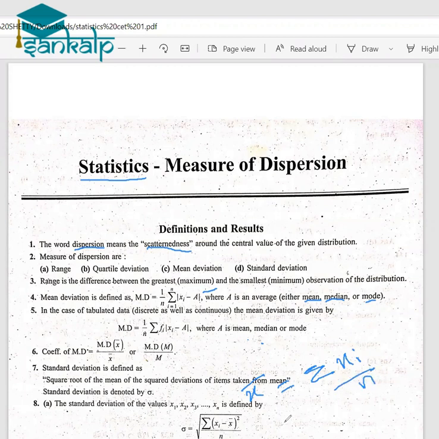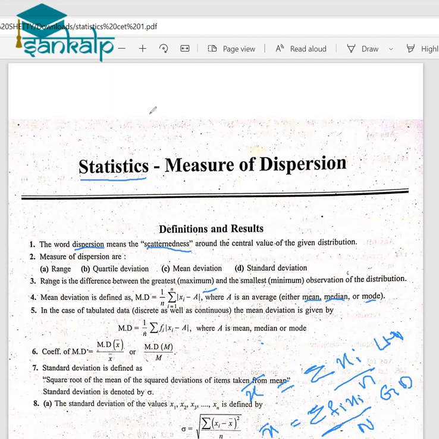data, and x bar is equal to sigma fi xi divided by capital N, where N is the sum of the frequencies. This first formula we are using in case of ungrouped data, and the second formula we are using in case of grouped data. So these are the two formulas for mean.